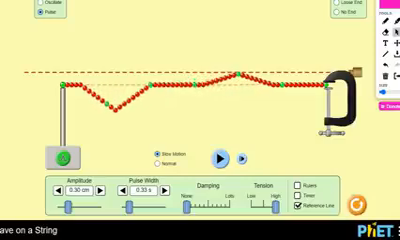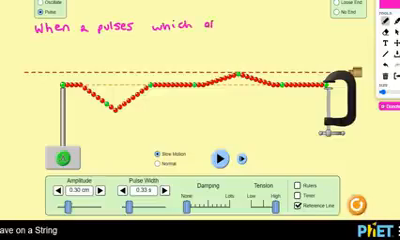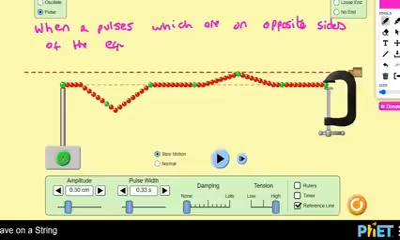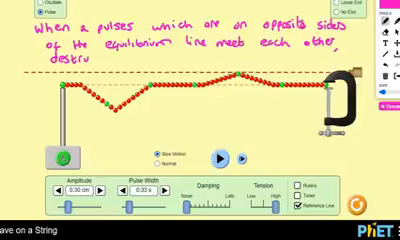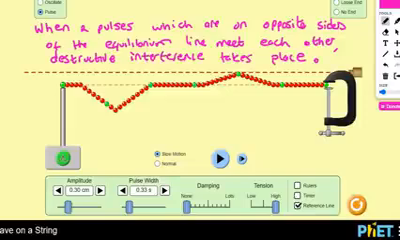Okay, so when two pulses which are on opposite sides of the equilibrium line meet each other, then we call it destructive. Destructive interference takes place. So what we're going to have a look at now is we're going to do calculations with constructive and destructive pulses meeting each other.